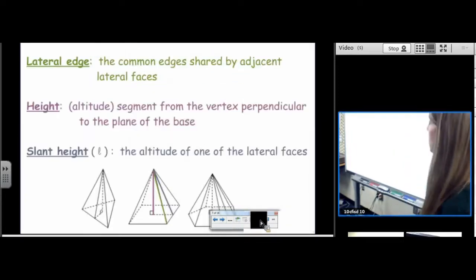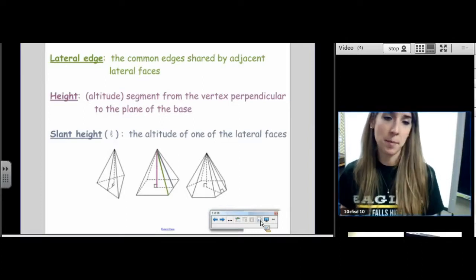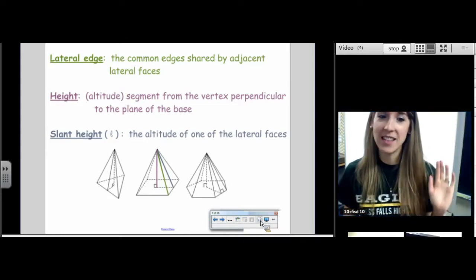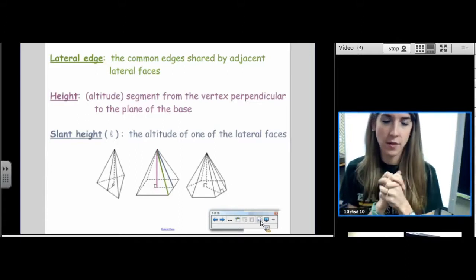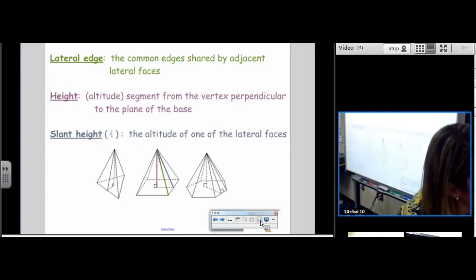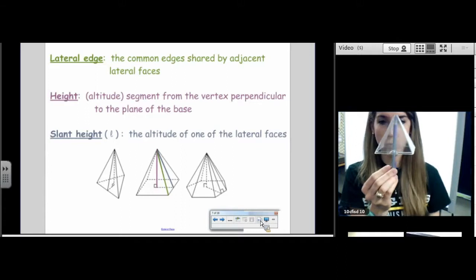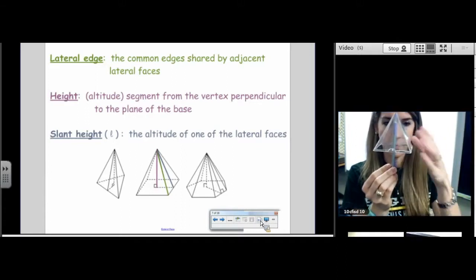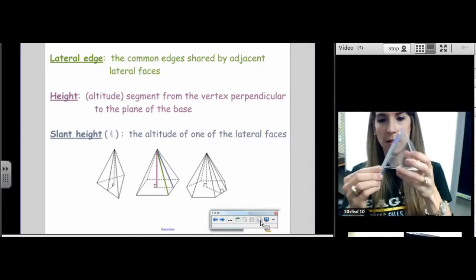This is a really important slide. The important part of this slide is knowing the relationship between the height, the lateral edge, and the slant height. Okay, so I try to color code them. I don't know if you can tell. The height is easy. The height is the altitude of the pyramid. The height is a line that is piercing through your pyramid, right through the middle, right through the exact center of the base. The lateral edge is this edge right here. Can you see that?